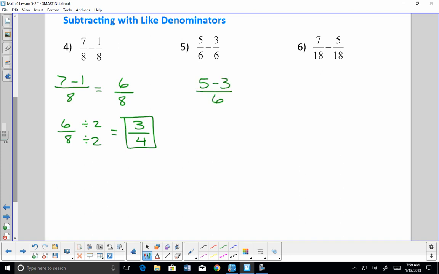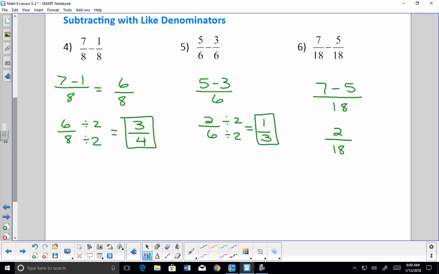5/6 minus 3/6 is 5 minus 3 all over 6. 5 minus 3 is 2. 2 over 6. Both of those numbers are even, so you should know that they simplify. So divide by the greatest common factor, which is 2. 2 divided by 2 is 1. 6 divided by 2 is 3. Our last example here, 7/18 minus 5/18 is going to be 7 minus 5 all over 18. 7 minus 5 is 2. 2/18 is divisible by 2. So it reduces to 1/9.